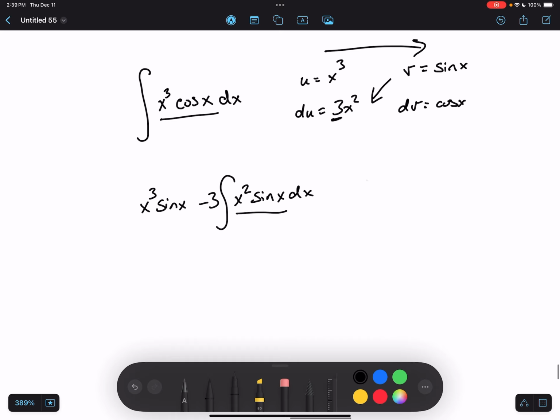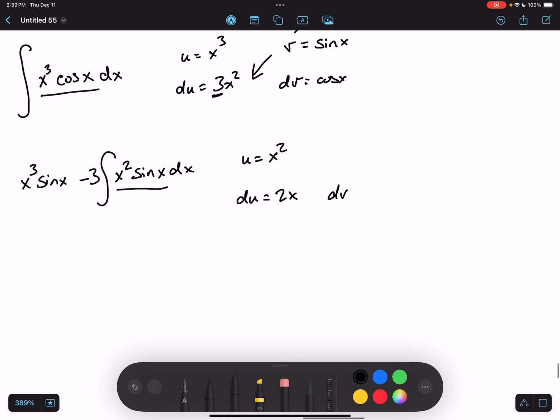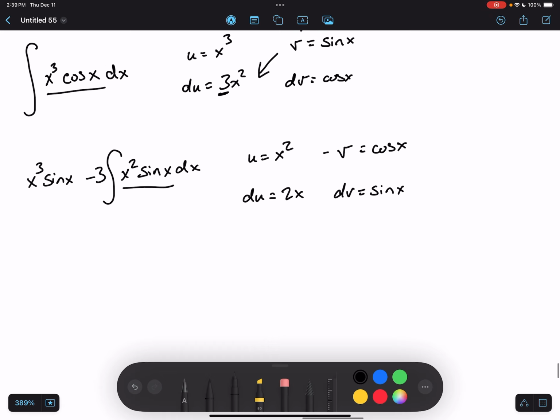We have another product here, so we'll do another integration by parts. And we'll start with u equals x squared. du then becomes 2x. Our dv in this case is sine x. And when we integrate that, we end up with negative cosine x as our v.